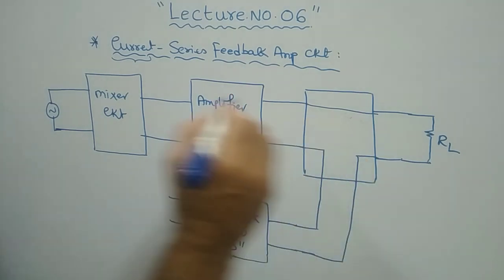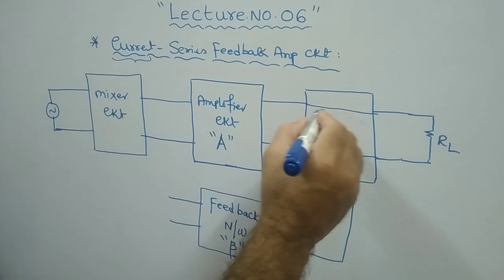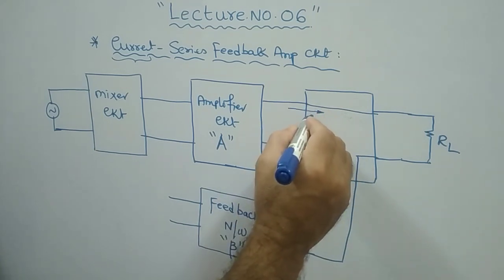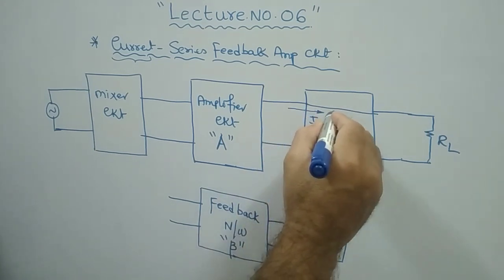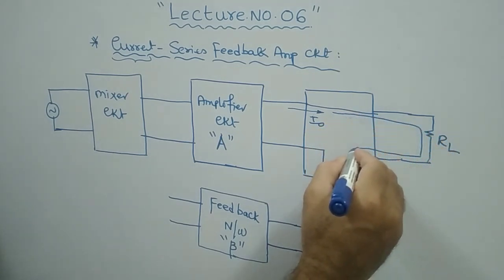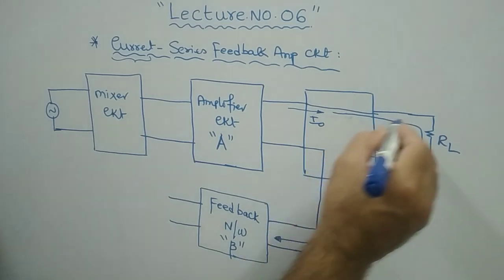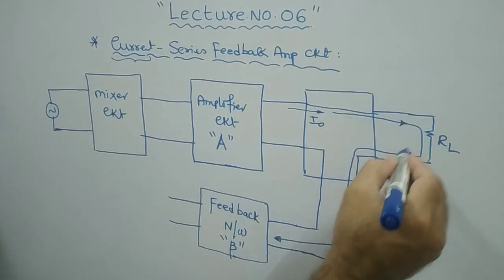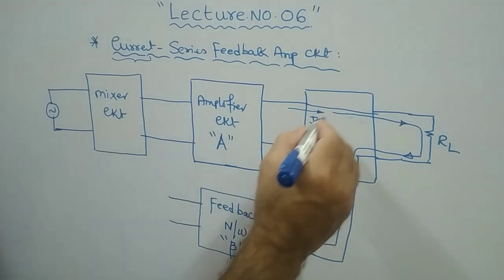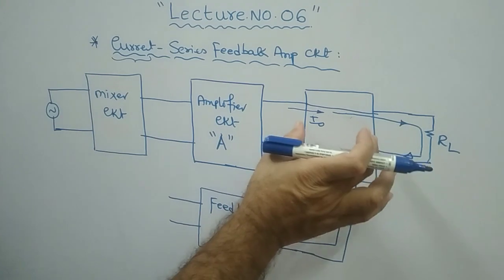This is the connection. With this connection you will have the current I0, and it flows like this through this terminal and through the load resistor, and then this current flows through the feedback network. The flow of current is like this. Clear? This is the flow of current actually. So in this way, this is the connection. This connection is called the series connection.